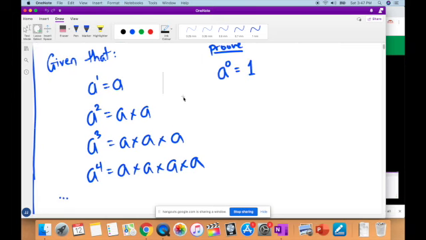Any thoughts? Caitlin, are you able to prove this? I'm gonna try. Okay, how do you prove this? Say for example, a to the power of 1 divided by a to the power of 1. That is a great thing. That's exactly a great proof.